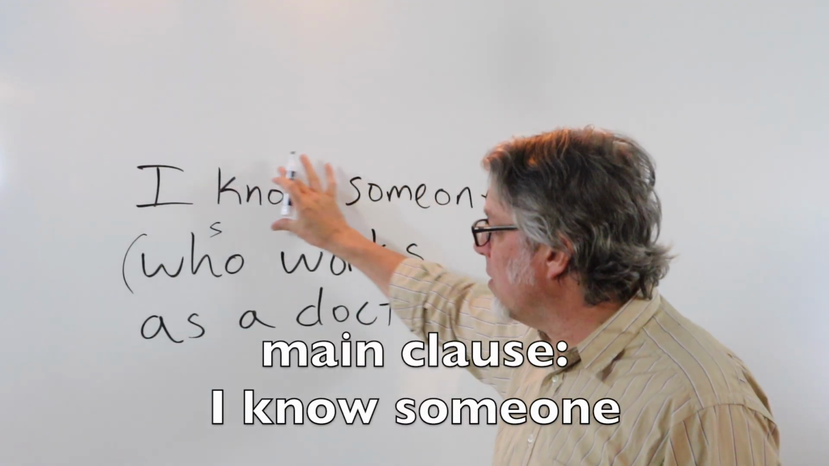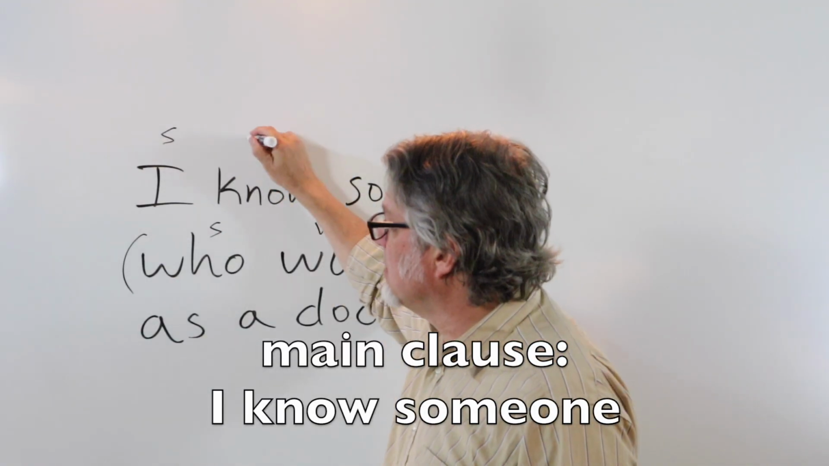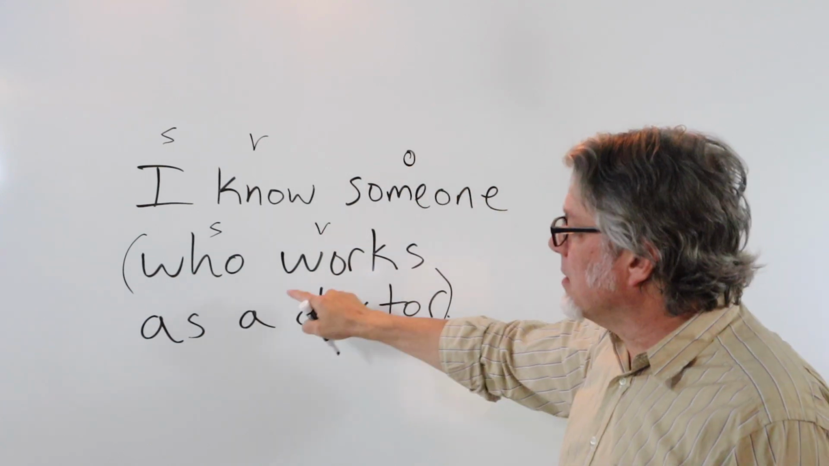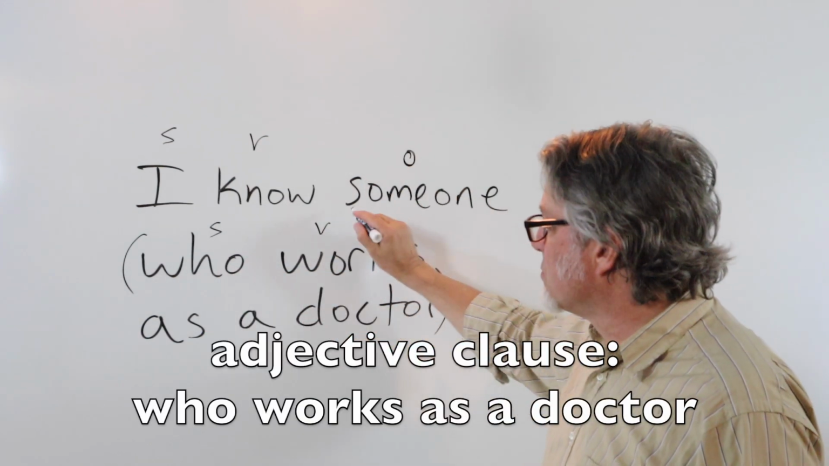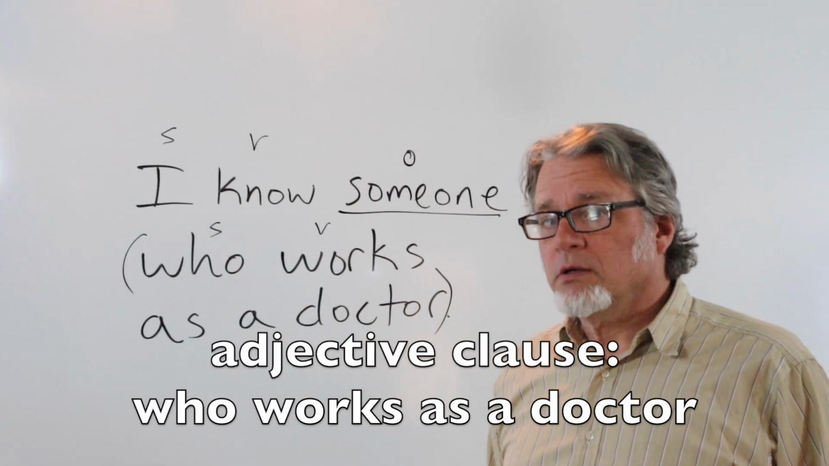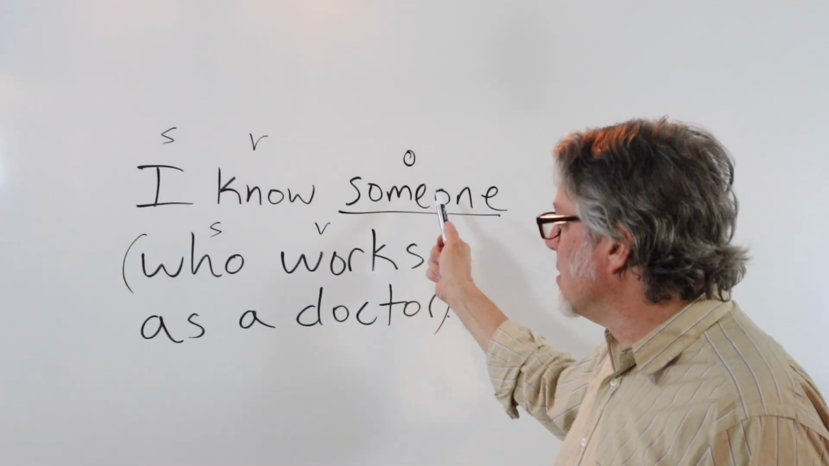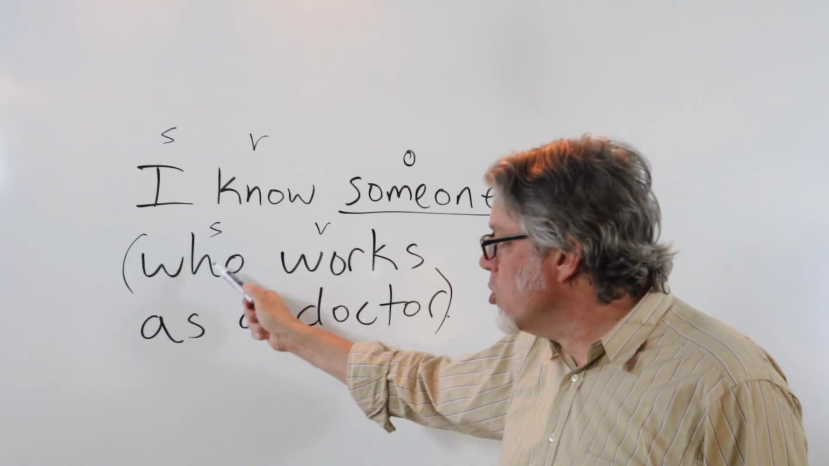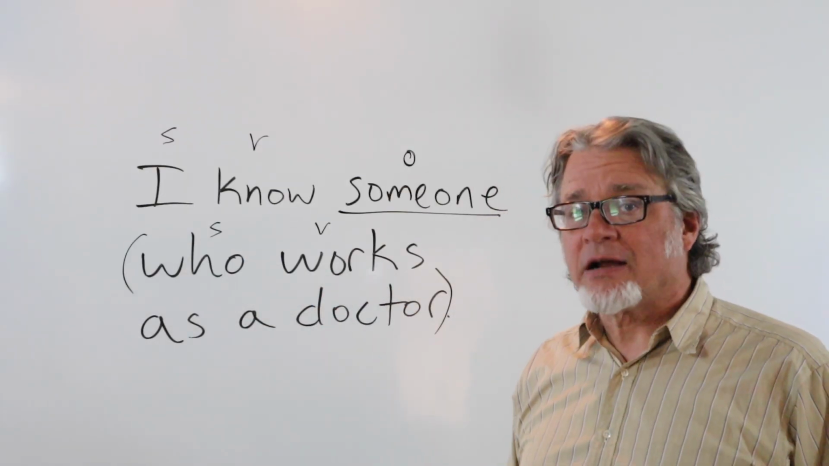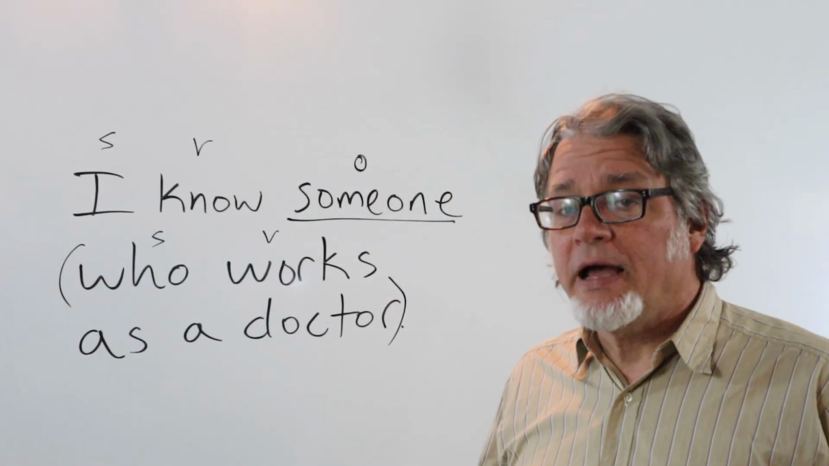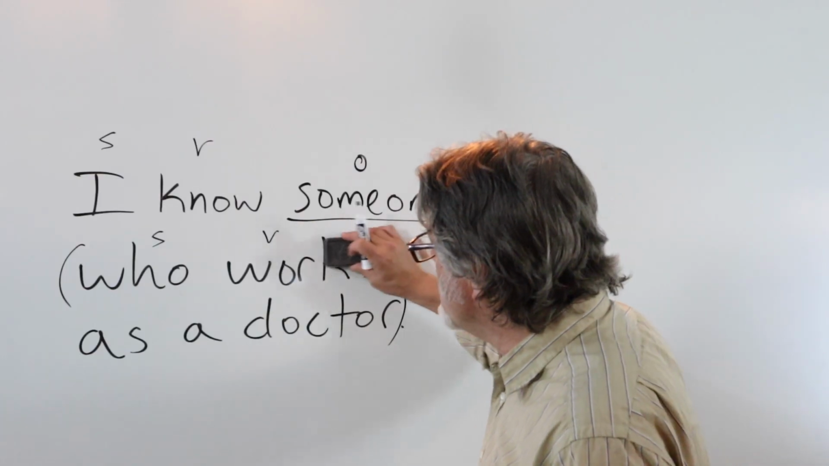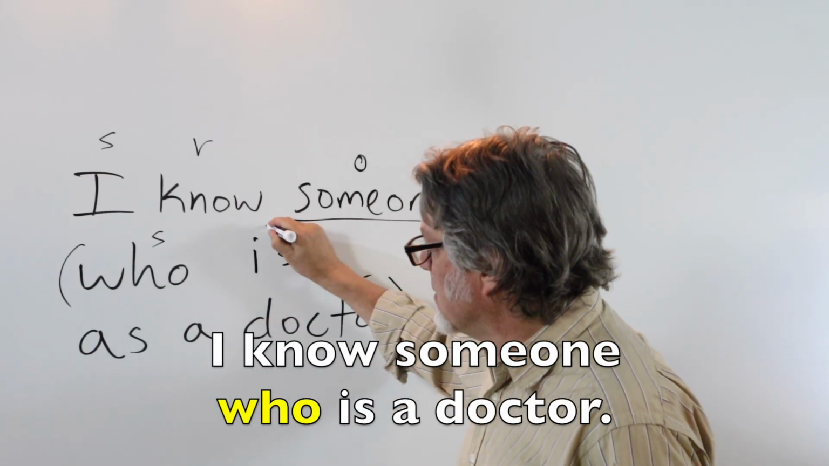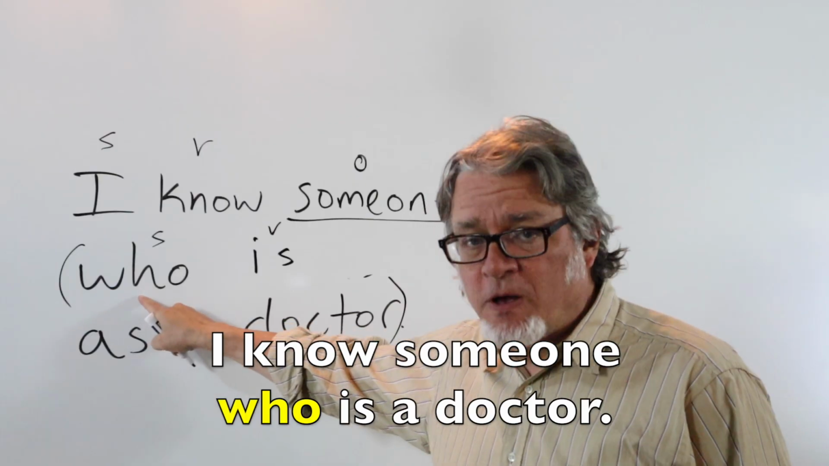This is the main clause. It has a subject, a verb, and this is an object. This part of the sentence describes someone. Who is this? Someone who works as a doctor. Or I can say, I know someone who is a doctor. This is the verb that matches the subject.